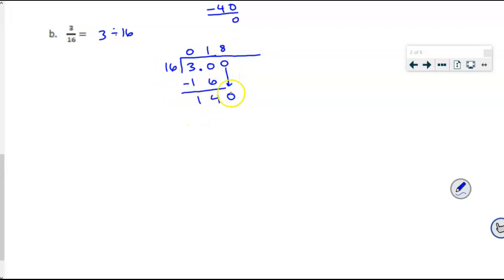8 times 16. What do we get? There we go. Yeah, 128. So I was trying to get up to 140. I got close. I got 128, but unfortunately, I'm still 12 away.